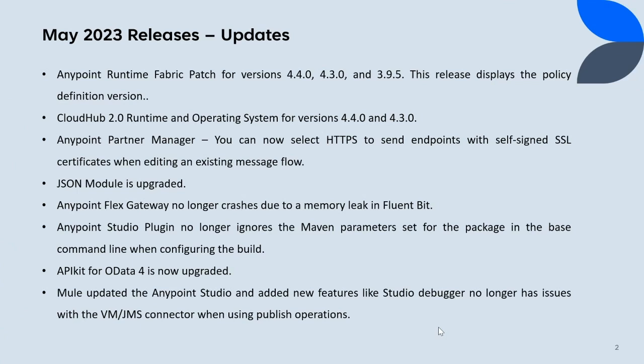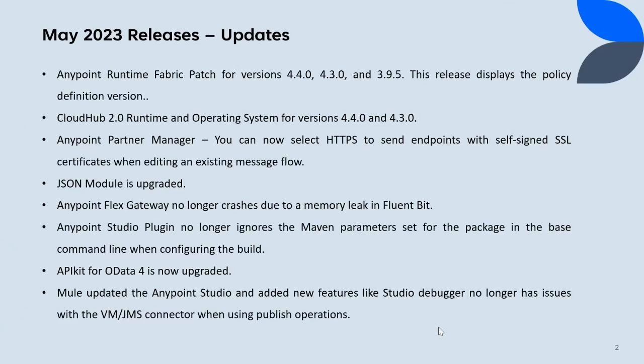Anypoint Partner Manager: you can now select HTTPS to send endpoints with self-signed SSL certificates when editing an existing message flow. JSON module is upgraded. Anypoint Flex Gateway no longer crashes due to a memory leak in Fluent Bit. Anypoint Studio plugin no longer ignores the Maven parameters set for the package in the base command line when configuring the build. APIkit for OData 4 is now upgraded.